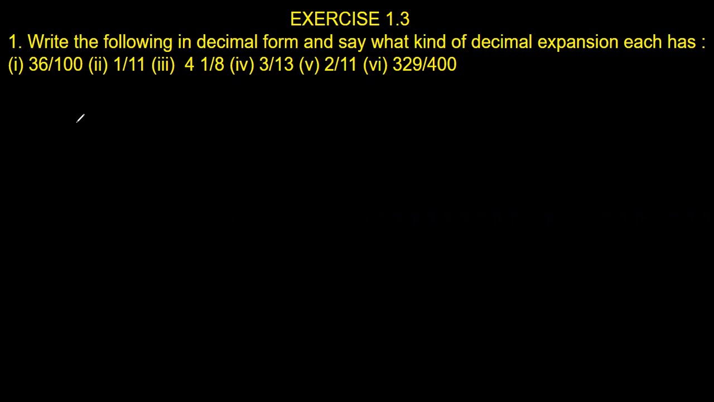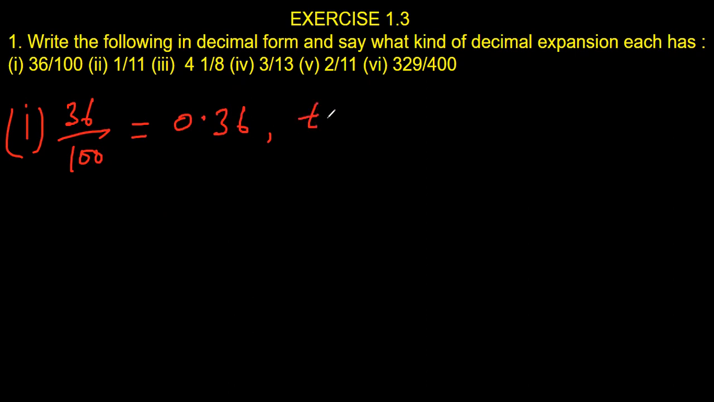In division, we shift the decimal 2 places left. So the first part, 36 by 100, can be written as 0.36. Well, so what kind of decimal expansion is this? This is terminating. Terminating decimal expansion. So part 1 is done.